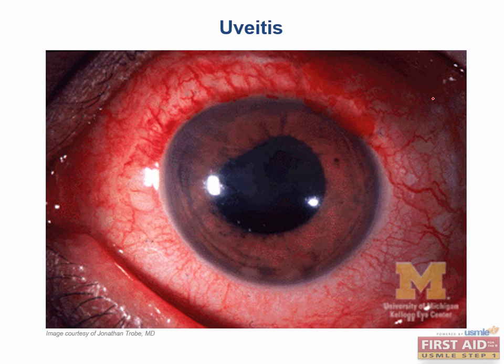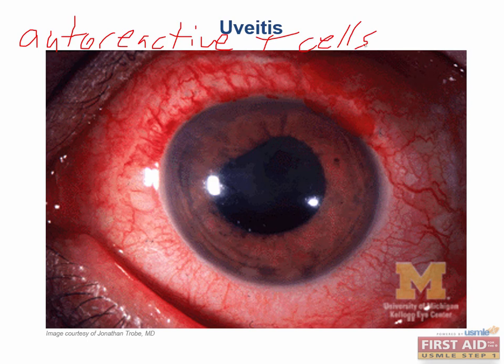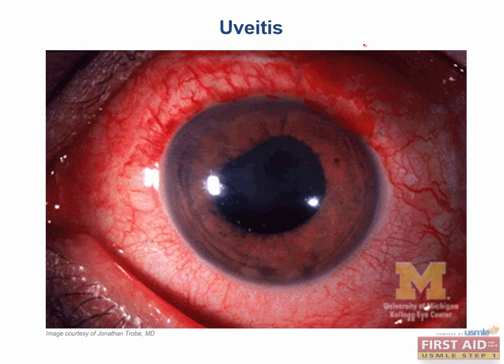Here's an example. Now, the reason why we see it in so many systemic inflammatory disorders is because it is often due to autoreactive T cells. These cells recognize proteins in the eye and mount an attack against the eye. So how do you think this condition is usually treated?